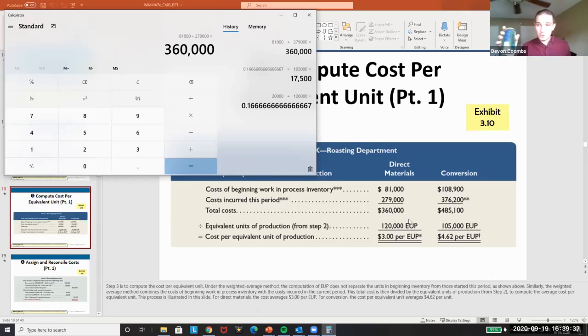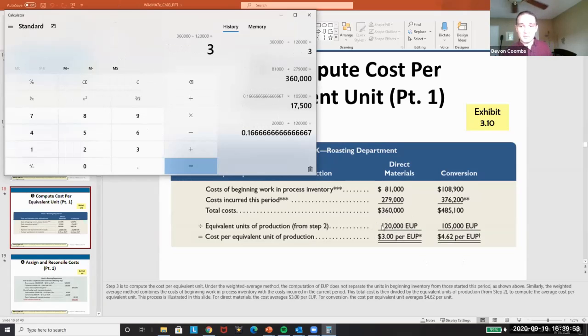It's the same thought of the aluminum. So they said, well, we had $81,000 of aluminum at the beginning of the period. We bought 279,000 during the period. How do we apply it? Well, we know we had 120,000 equivalent units of production. So divide it by that. We get $3 per equivalent unit of production.